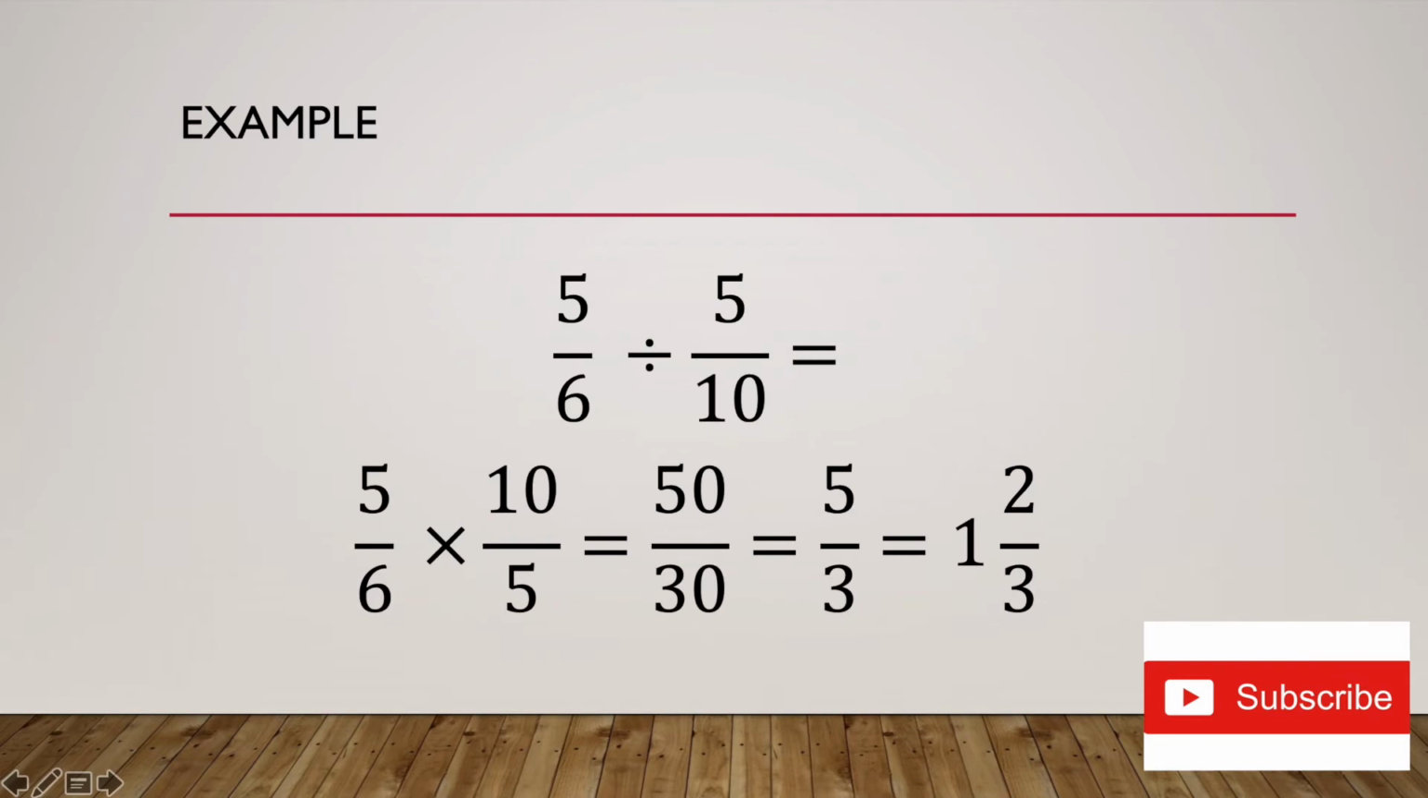Next, here's a second example. 5/6 divided by 5/10. 5/6 times, you have to flip 5/10, so it will be 10/5. And it will become 50/30. Okay? You may simplify it now so it will be easier, but I'll do the whole thing so it will be clear. Okay? Clear. 50/30, and then simplify it by 10. It will be 5/3, and then simplify it again. You have to turn it into a mixed fraction, then 1 and 2/3.